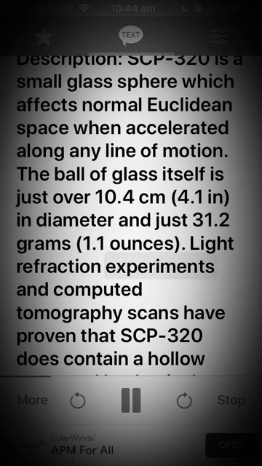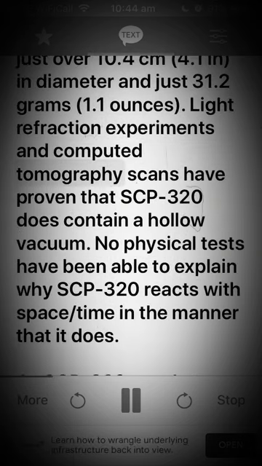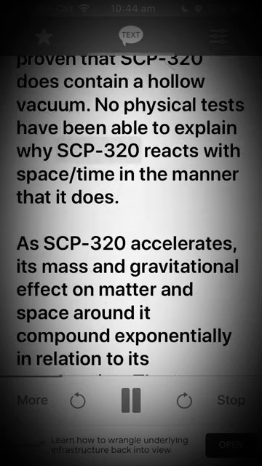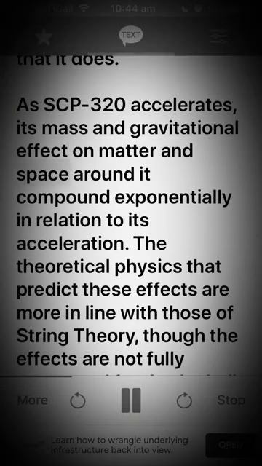Light refraction experiments and computed tomography scans have proven that SCP-320 does contain a hollow vacuum. No physical tests have been able to explain why SCP-320 reacts with space-time in the manner that it does. As SCP-320 accelerates, its mass and gravitational effect on matter and space around it compound exponentially in relation to its acceleration.